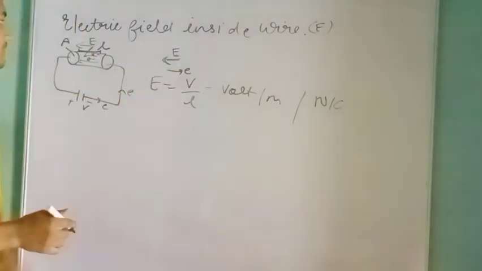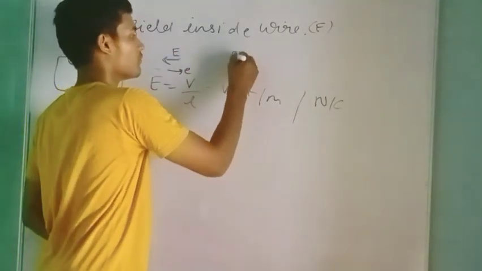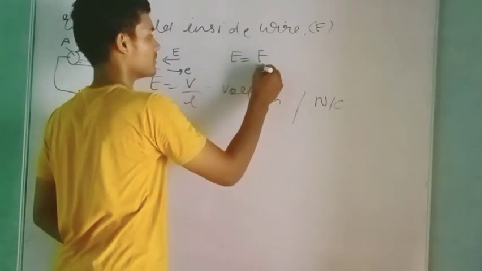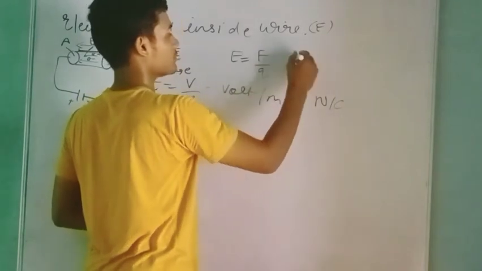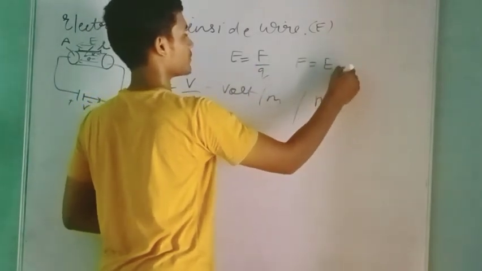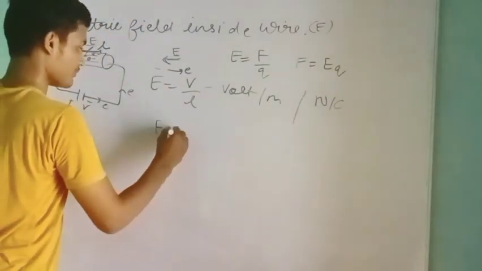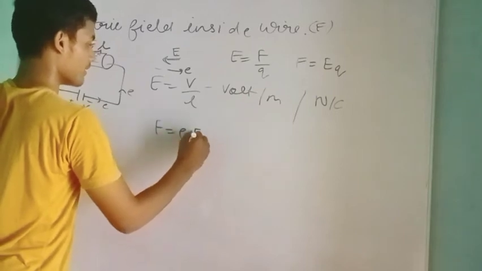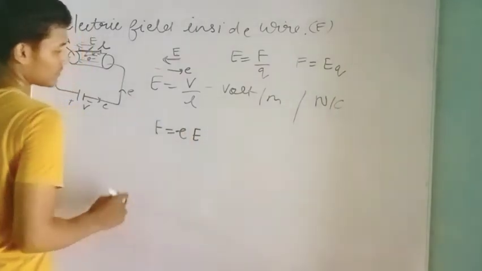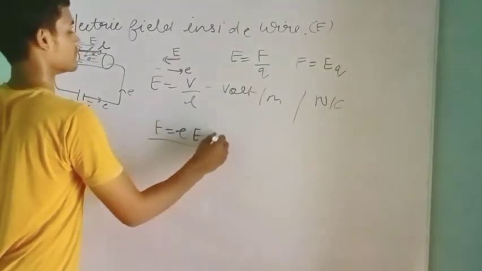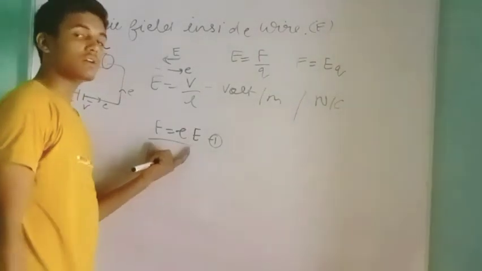We know the formula for electric field is force upon charge, E equals F upon Q. So force is equal to E into Q. Here the charge is the electron, so F is equal to E into e. And we know that the force is opposite to the direction of the electric field, so we take a negative charge. So that is the force on an electron inside the wire, applied by the electric field.